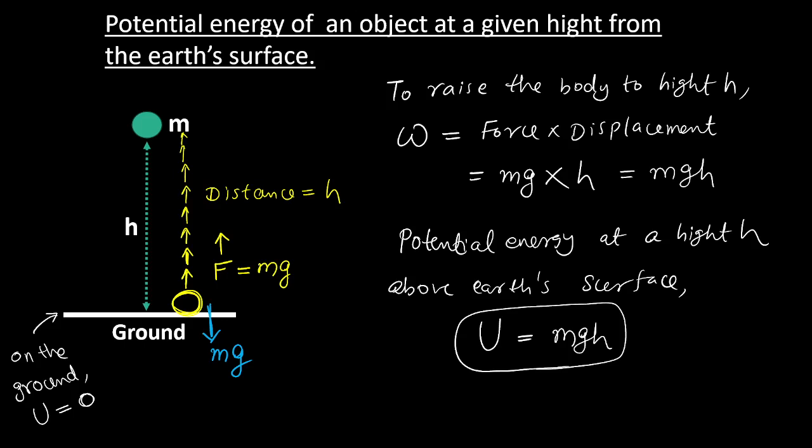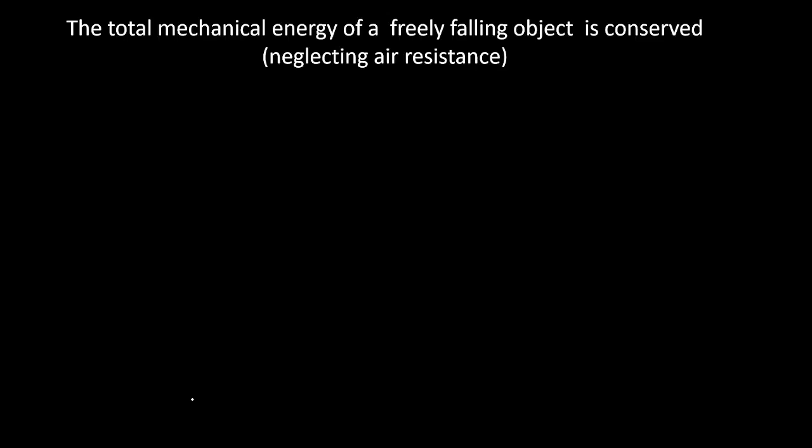Everyone okay? Finished. The derivation is very simple. Potential energy is mgh, potential energy due to height h. Okay. Everyone okay? Finished. Next is the total energy of an object. Total energy. All of you please listen.